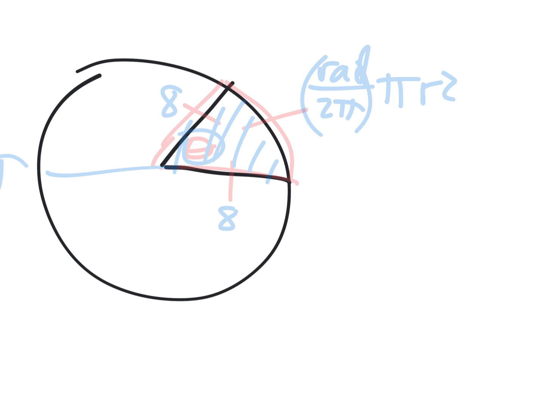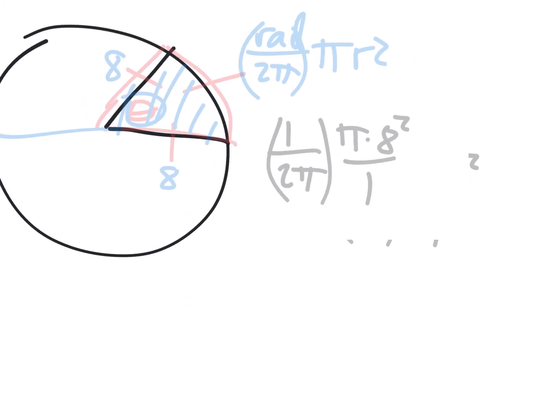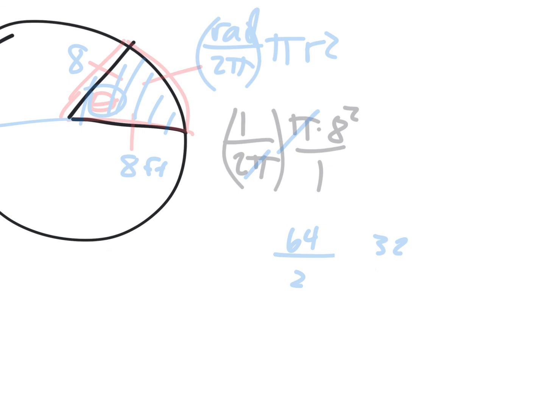How many radians was it? 1 out of 2 pi. That's the fraction of your circle that you had. Times pi, ooh, the pi's will cancel. Times r, which is 8 squared. You could put this over 1, couldn't you? So then you can see that the pi's will cancel. And then I can go 64 over 2, and it never said what units this was in. Let's say it's in feet. So half of 64 is 32 feet, and then this is an area, so it's actually square feet.